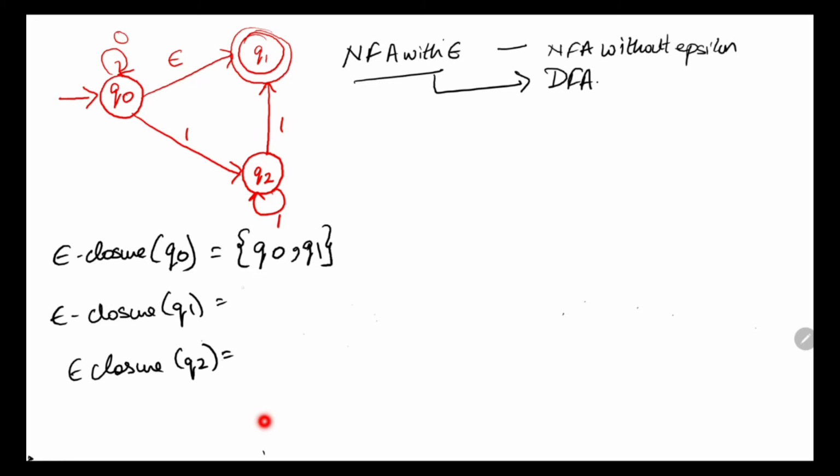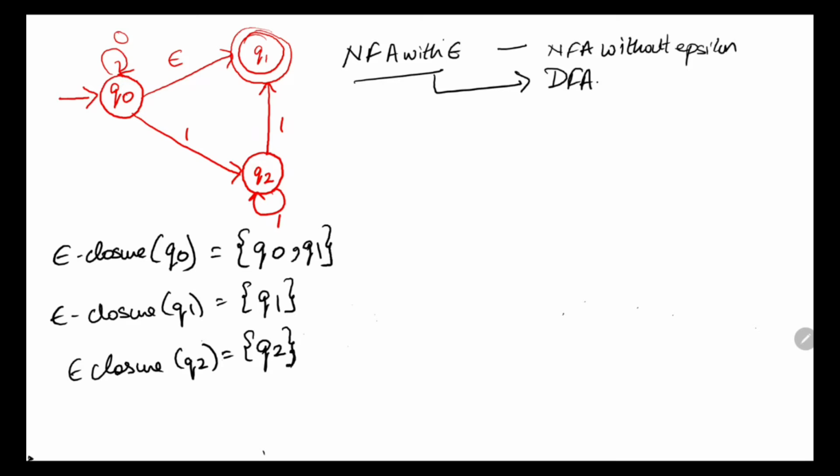Now how to write the epsilon closure of Q1? First of all, we will write the state Q1. Fine. Then we will go to the state Q1 and look if there is any epsilon transition. No. Fine. So this set will include Q1 only. Next we go to Q2 and look. First of all, we'll write the state itself, Q2, and is there any other epsilon transition from Q2? The answer is no. Fine. So the set will include Q2 only, right?